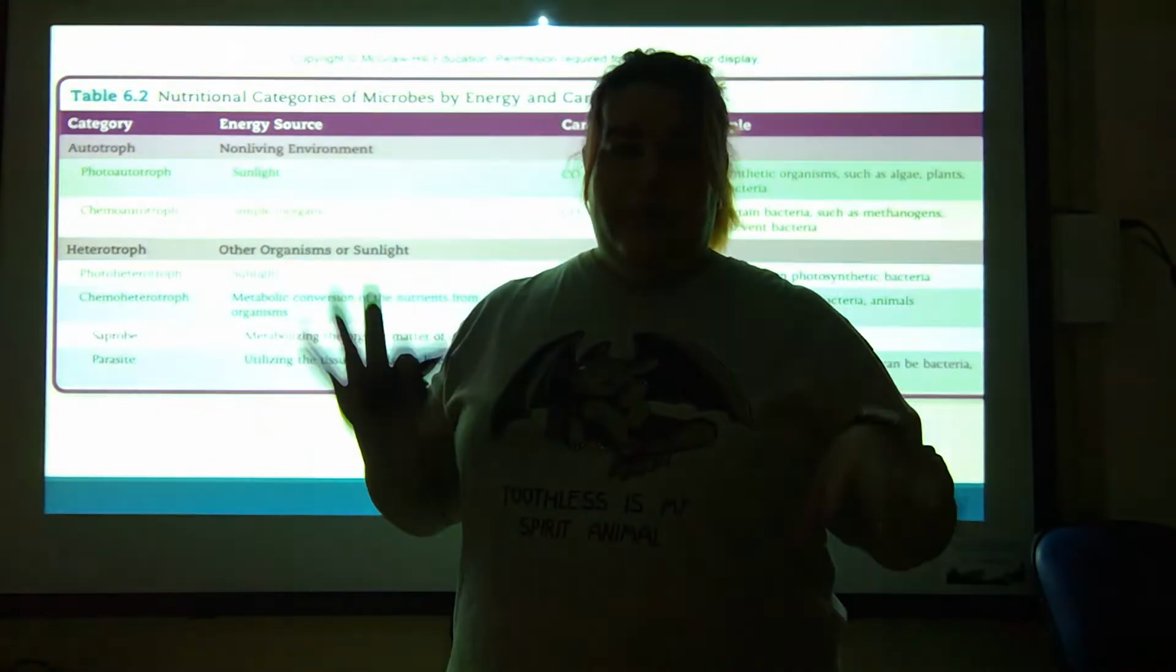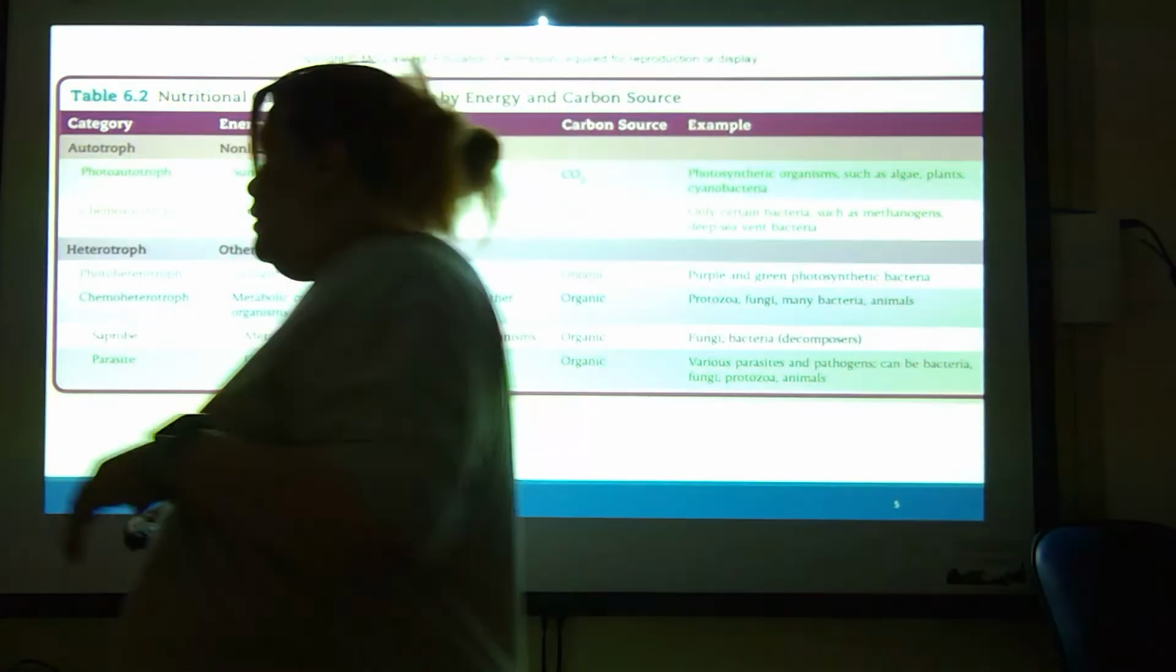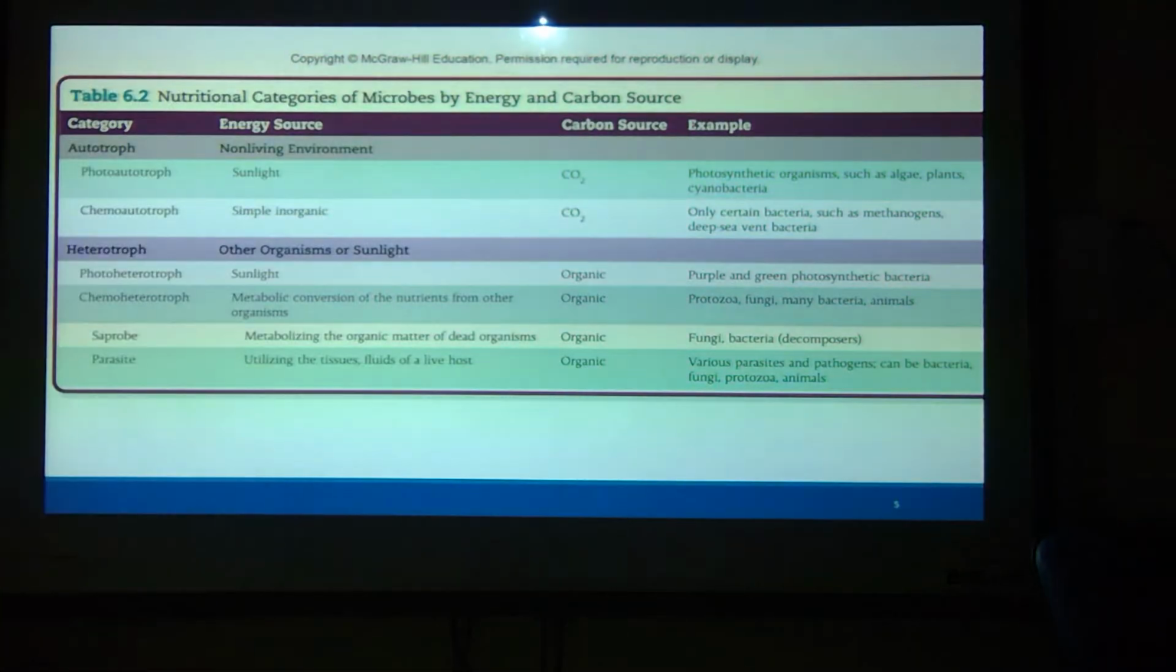So continuing with table 6.2. All right, so a phototroph. Can you see that at all? There we go. There's a laser pointer in the middle. All right, a photoautotroph. Photo, light; auto, self.